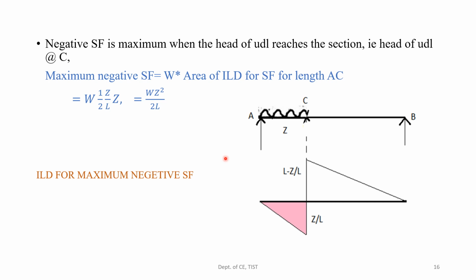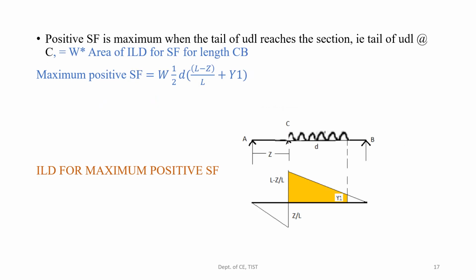So this is the influence line diagram for maximum negative shear force. Then the maximum positive shear force occurs when the tail of the UDL is at the section C. So you can place the tail of the UDL here, and the remaining part will appear in the span CB. Let this ordinate be L minus Z by L, and we can name this ordinate as Y1.